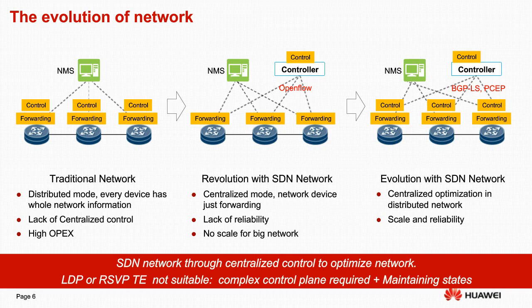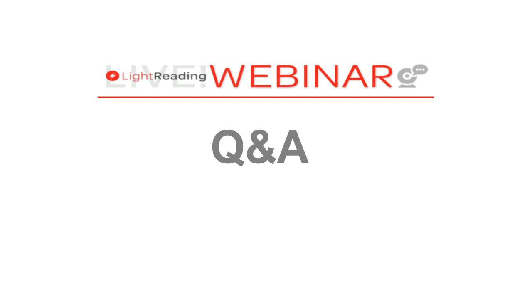So let me move back to the Q&A here. Question about quality of service in the slicing. I'm not sure which slide it refers to, but the question is, what about quality of service per slice in segment routing? Are you able to address that question at all?